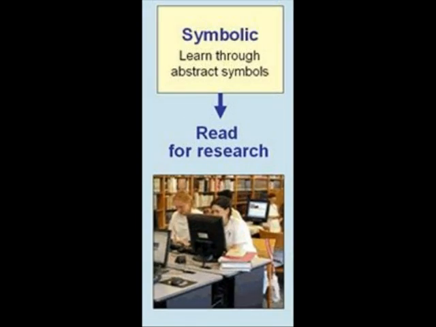Symbolic, the third and final stage. Learners can think in abstract terms, therefore abstract terms and symbol systems can be used to represent knowledge like numbers, mathematical symbols, letters, and language. This is the reason why most books at college level do not have so many pictures compared to books used at the elementary level.